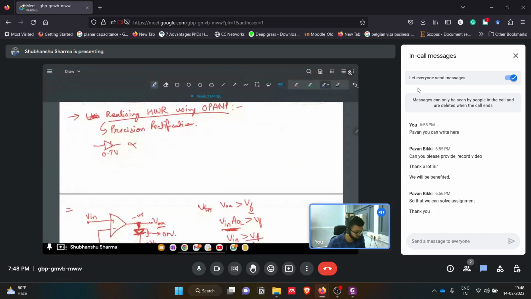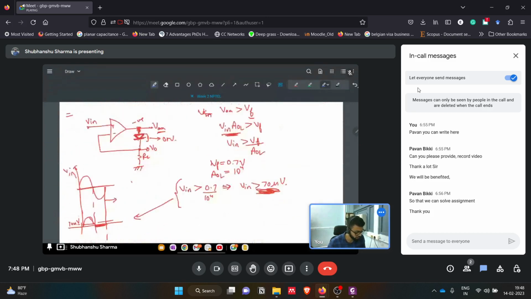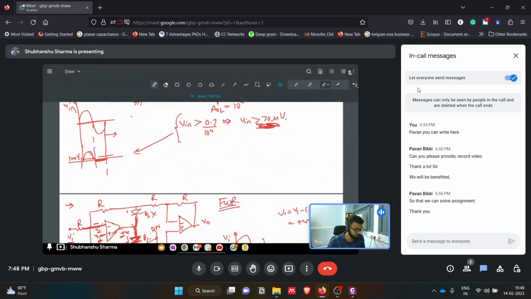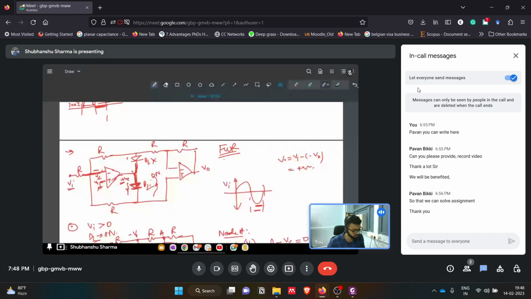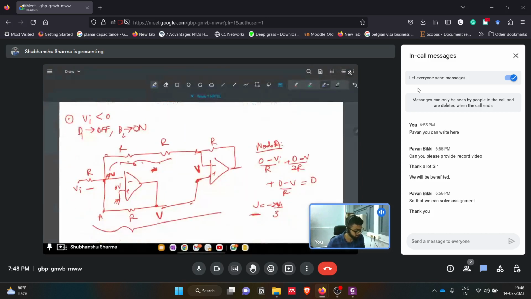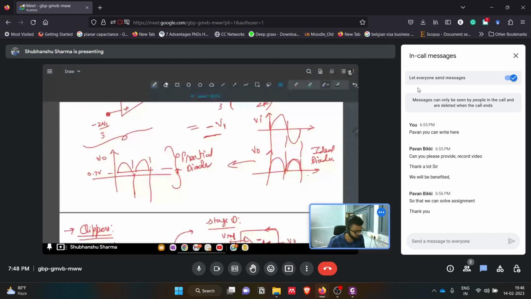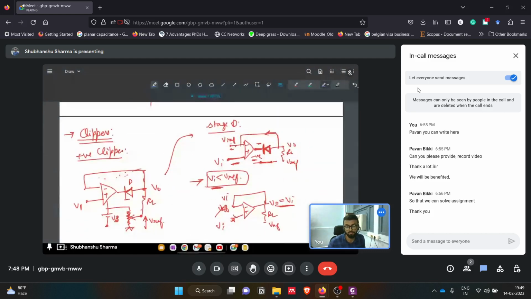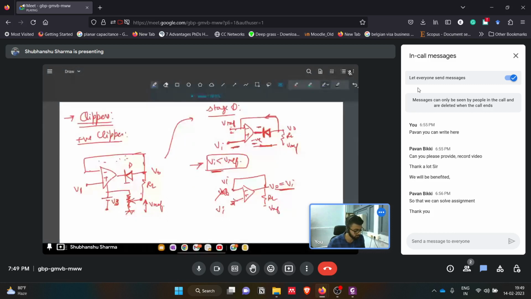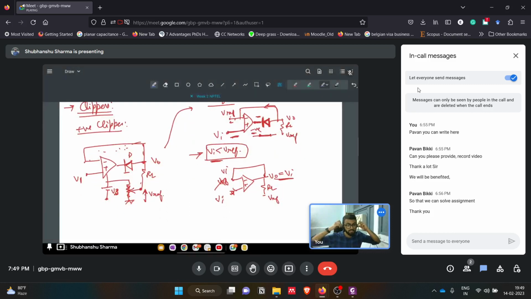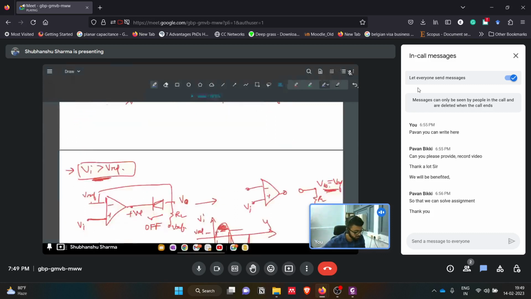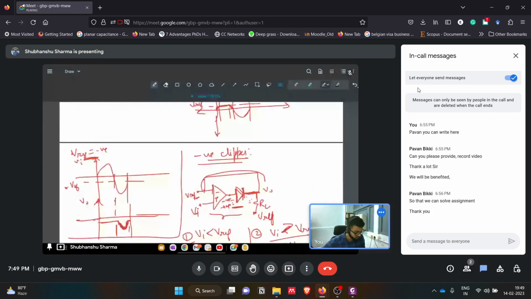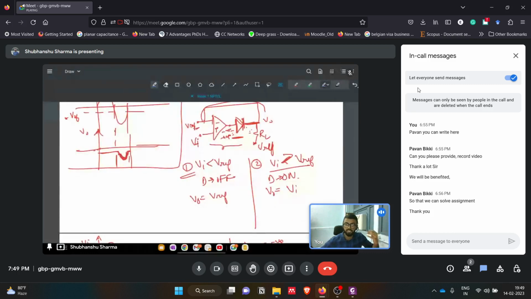Then we saw how half wave rectification is done. Then we saw the full wave rectification and analyzed those circuits. Then we saw the clippers, the positive clipper and how it acts, and how the half wave rectifier is a subset of the positive clipper, and how negative clippers also work. So we can clip the negative side of the waveforms.